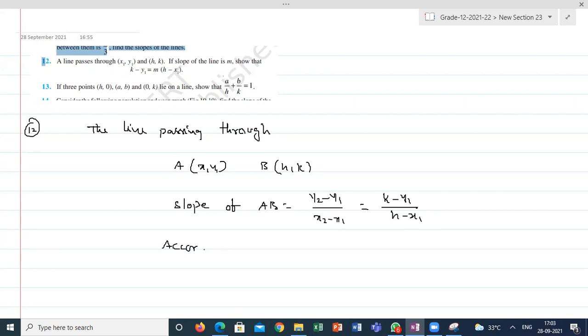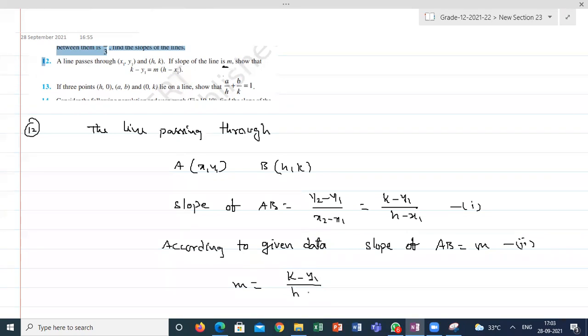According to the given data, the slope of AB is equal to m. That is given data. So if I take this as statement 1 and this as statement 2, from 1 and 2 we can say m is equal to (k minus y1) divided by (h minus x1). Cross multiplying, I get m into (h minus x1) equal to k minus y1, which is the required statement.